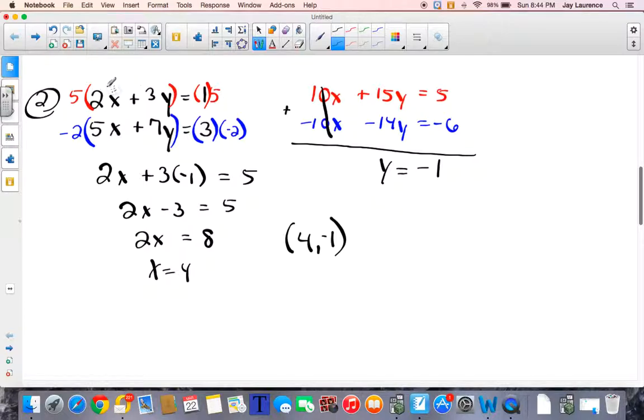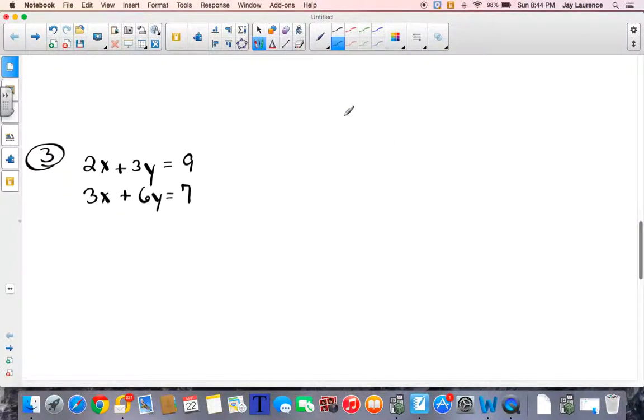Now, did I have to get rid of the x's? No, I could have got rid of the y's. I could have multiplied the top equation by, say, 7 and the bottom equation by -3. That would have done it, right? Okay, let's see this one.